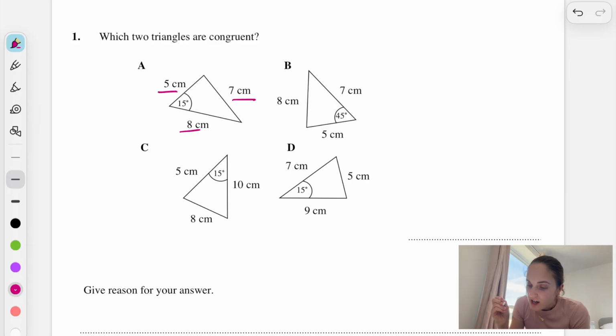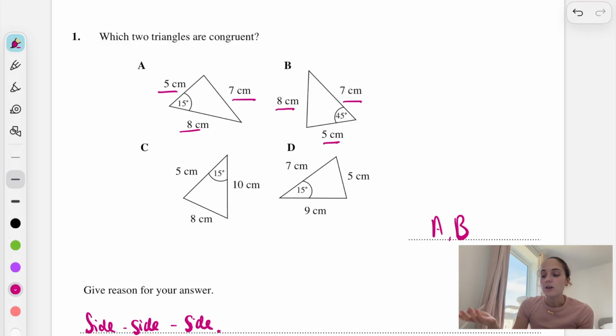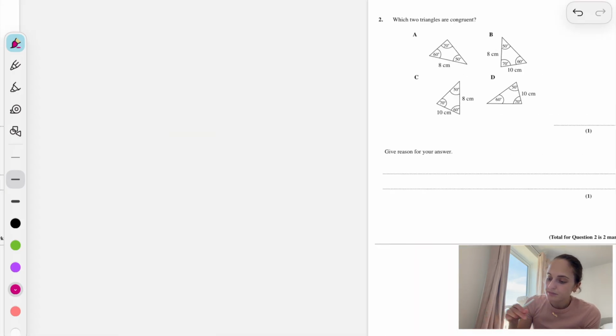So I'm looking for another triangle that's also 5, 7 and 8, and I actually have one over here, so 5, 7 and 8. Because those three sides are the same, if I just look at the other two triangles, we've got 5, 8 and 10 and 5, 7 and 9. So they're not congruent, and they're also not congruent to 5, 7 and 8. So I know that A and B must be congruent straight away because we have side, side, side. So that's the first thing I looked for there. And so that is the answer to this question.